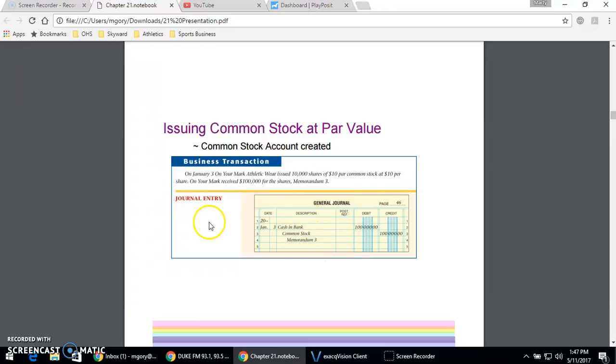And in order for us to transact that correctly, we will debit cash in bank. The investors have invested, we now have cash, and we credit an account called common stock, because the common stock is the type of stock shares that were sold in this transaction.